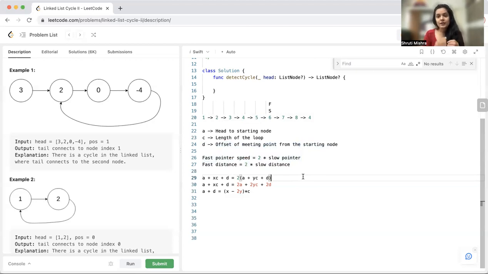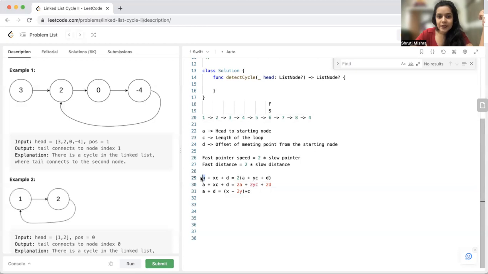pointer, right? So the distance covered by the fast pointer when compared to the slow pointer is going to be twice in the same time, right? So we say fast distance is equal to 2 times the slow distance, right? Now, what is the distance that the fast covered to get to this meeting point? How much is the distance, right?